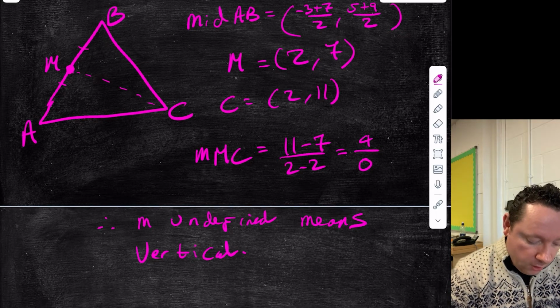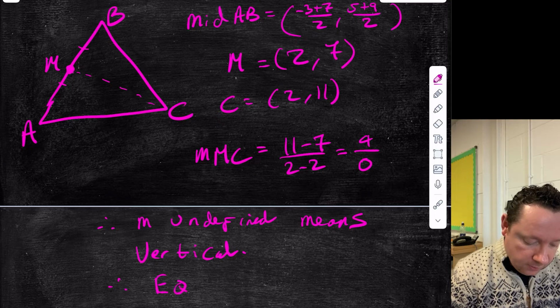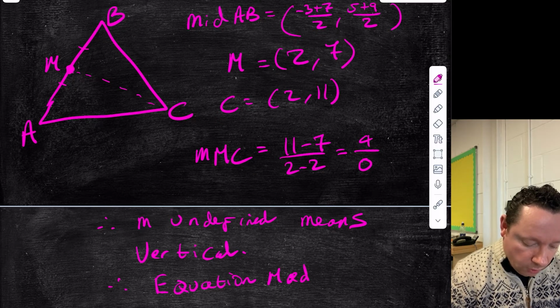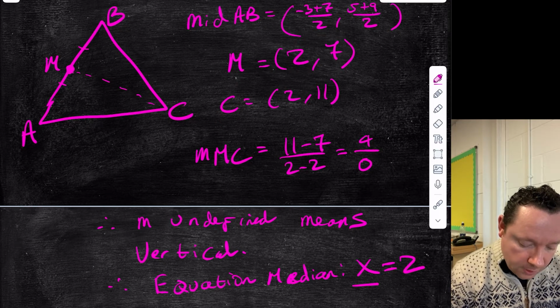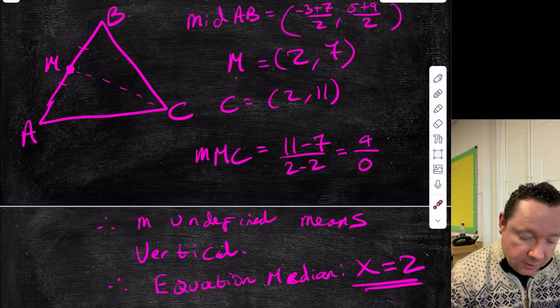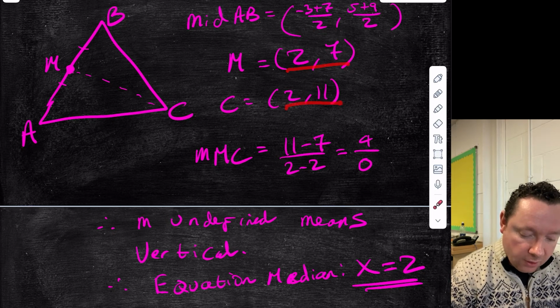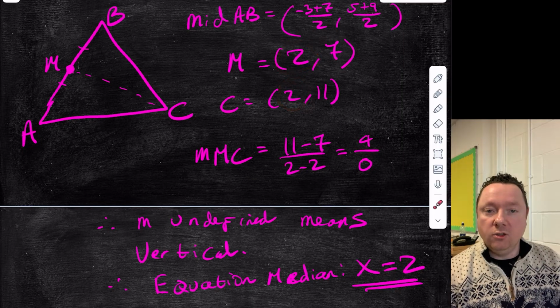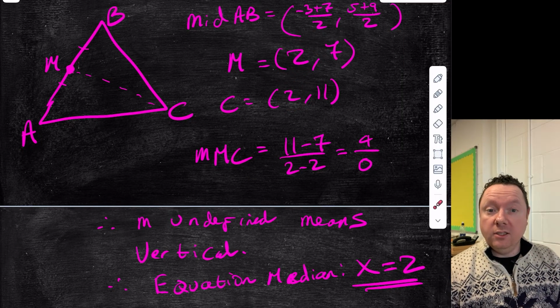So therefore, the equation of the median is simply x equals 2. Now, you could have done that straight away just by realising that you've got 2, 7, 2, 11. So the x coordinate's the same, so x equals 2 is the equation of the straight line. But maybe it's best to do the gradient just in case.